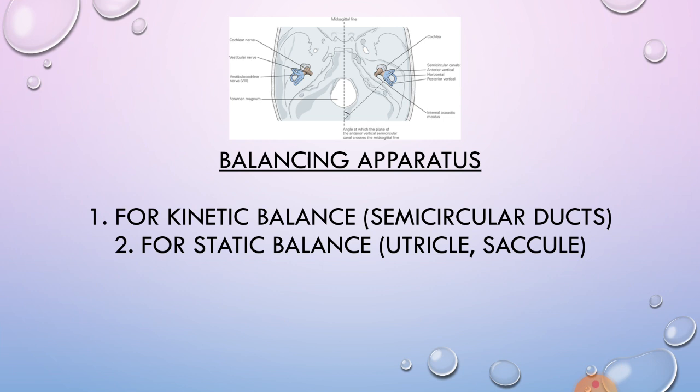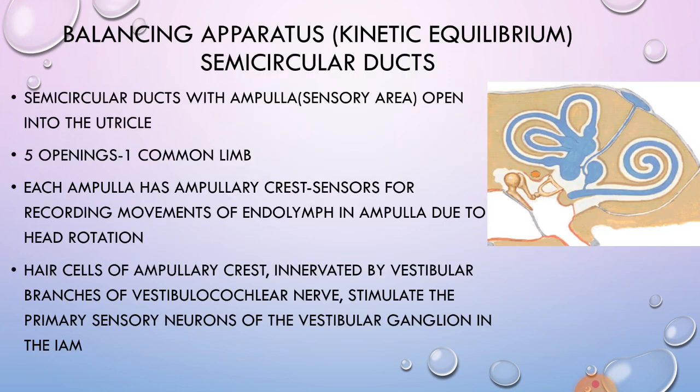Now, the balancing apparatus, we already discussed this, is divided into two: kinetic balance and static balance. The kinetic balance is done by the semicircular ducts, and the static balance is done by the utricle and the saccule present within the vestibule of the bony labyrinth. Okay, the balancing apparatus, the kinetic equilibrium, semicircular ducts.